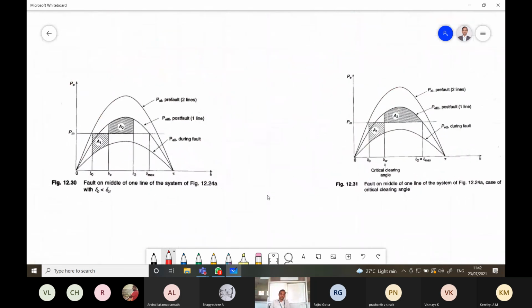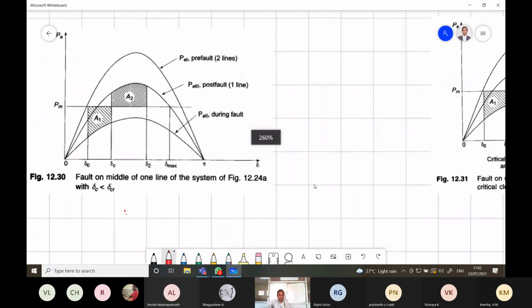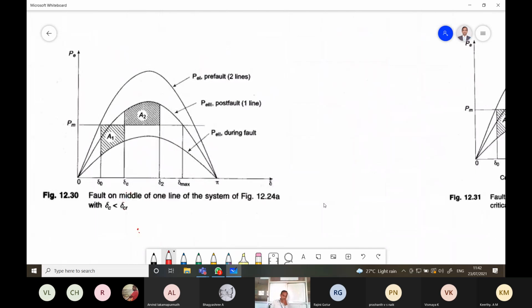So consider the first figure. In this case, before fault, during the fault and post fault. Okay, in the previous case Pe2 became 0, so it was here. But in this case the fault occurs at the middle of the transmission line. Due to this Pe2 will be reduced. It should not be equal to 0. It will be reduced. Okay, this is the Pe1, and this is the Pe2.